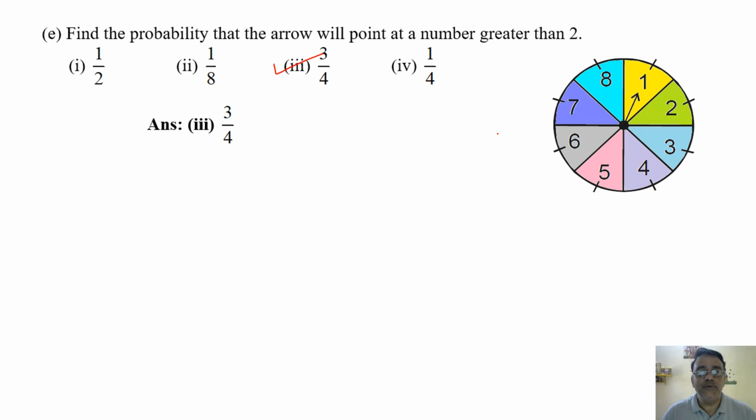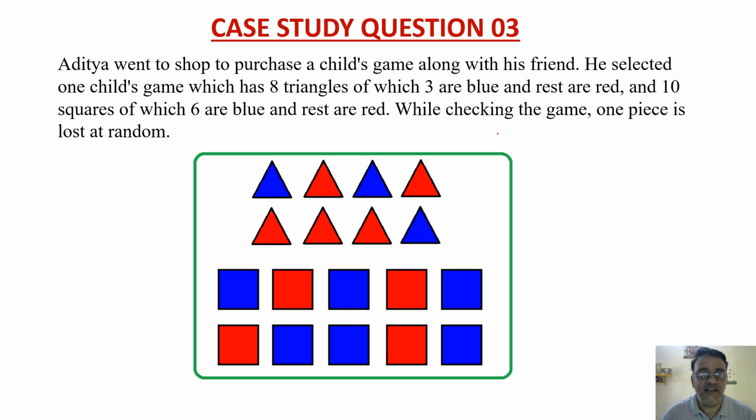Right. So now we are moving toward the next case study question number 3. Aditya went to a shop to purchase a child's game along with his friend. He selected one child's game which has 8 triangles, of which 3 are blue and the rest are red, and 10 squares of which 6 are blue and the rest are red. While checking the game, one piece is lost at random. Okay. So triangles: 3 are blue and 5 are red. Squares: 6 are blue and 4 are red.